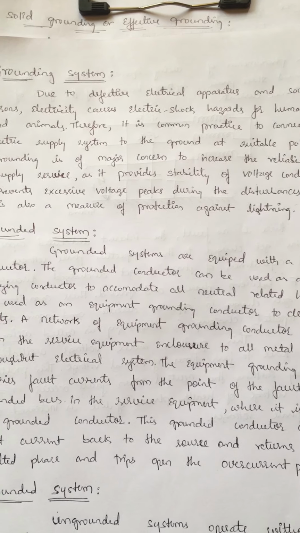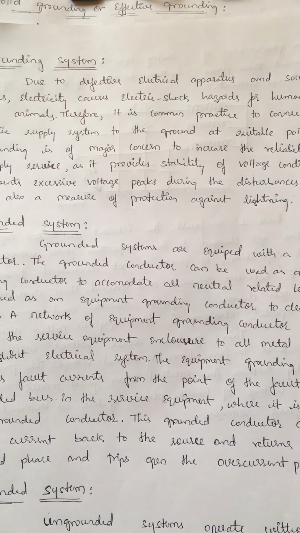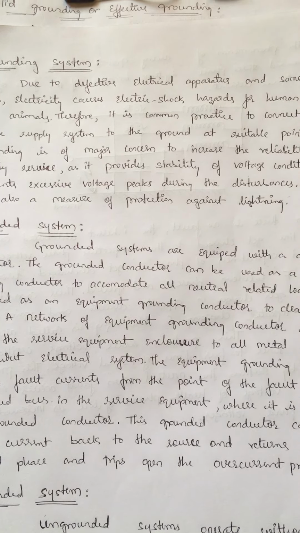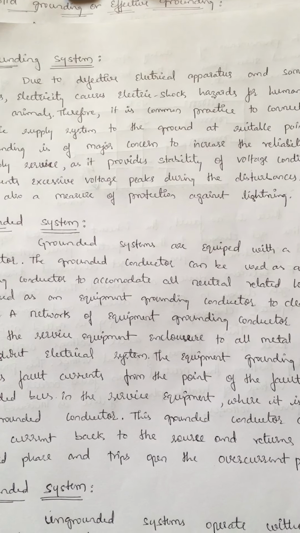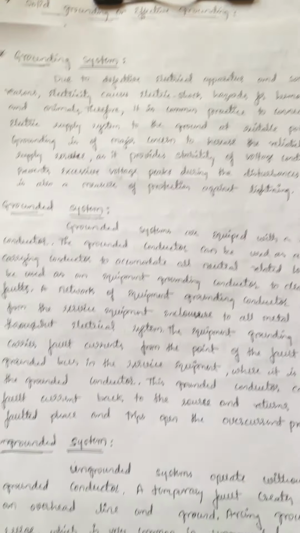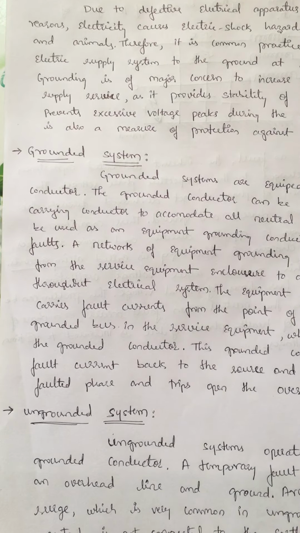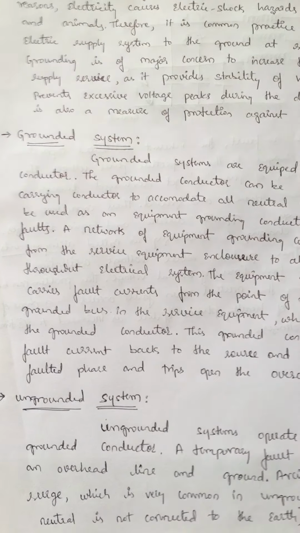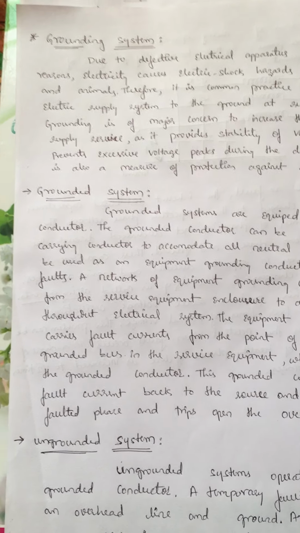Grounding is also a protective measure against lightning. This is the basic simple introduction regarding what you mean by grounding. Now we basically have two types of systems in the power system, that is grounded system and ungrounded system.